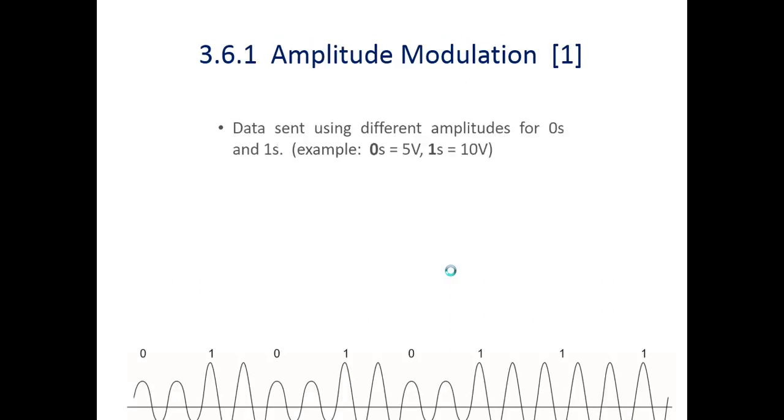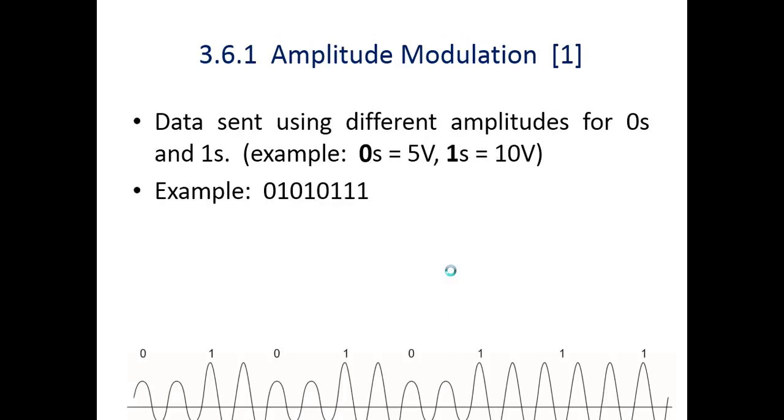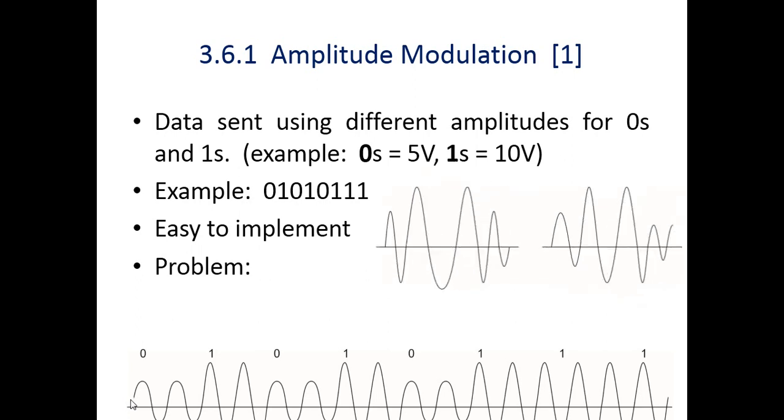First is the amplitude modulation. In the amplitude modulation, the data are represented using different amplitudes. Means 0 is represented by, suppose, 0 volt, and 1 is represented by a higher volt, that is 10 volt. In this example, the bit values are 0 1 0 1 0 1 and 1 1. Only the amplitudes are changed; the phase and the frequency remain as they are.